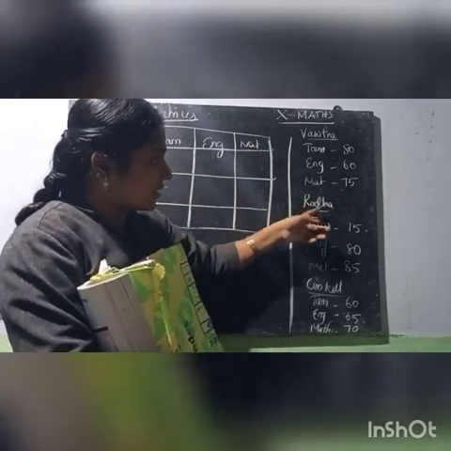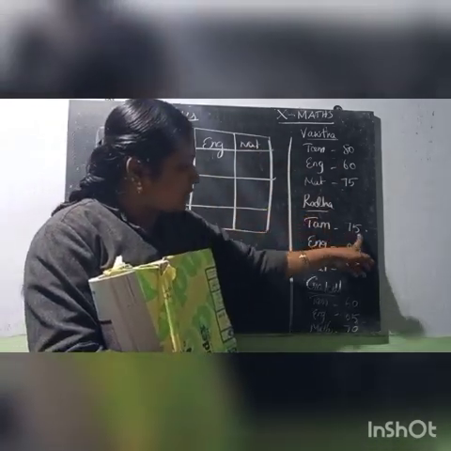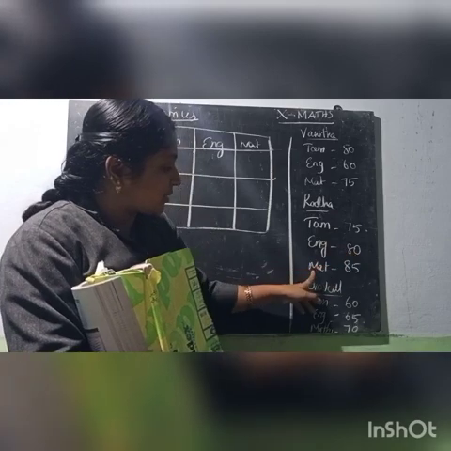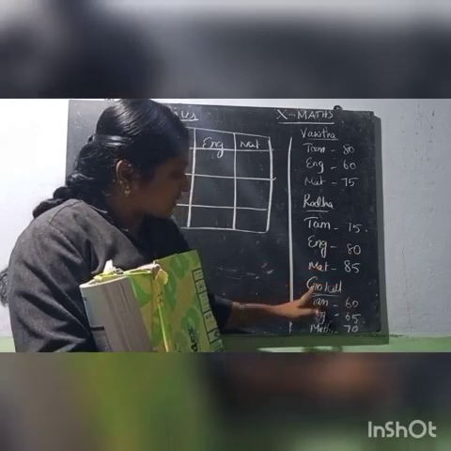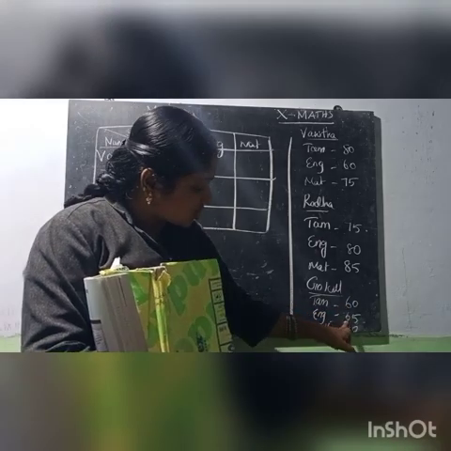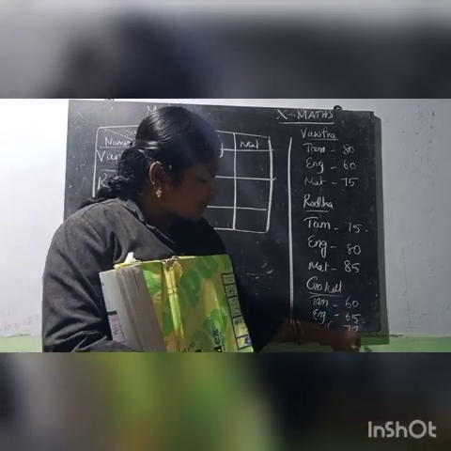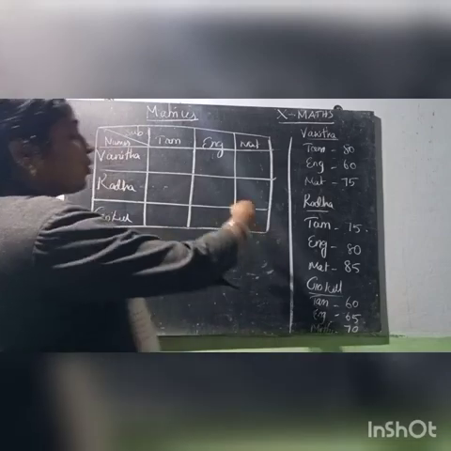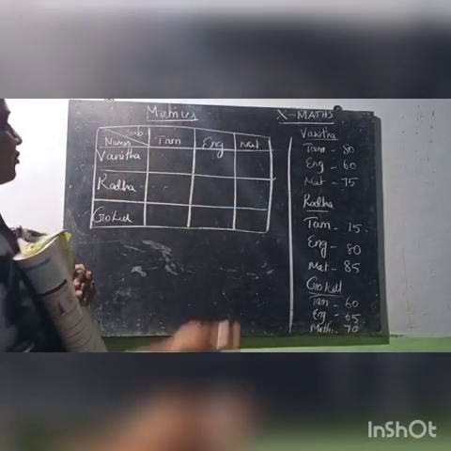Then next student Radha. She scored in Tamil 75 marks, in English 80 marks, in Maths 85 marks. Then Gogul in Tamil 60 marks, then English 65 marks, then Maths 70 marks. So I am representing in tabular form now.